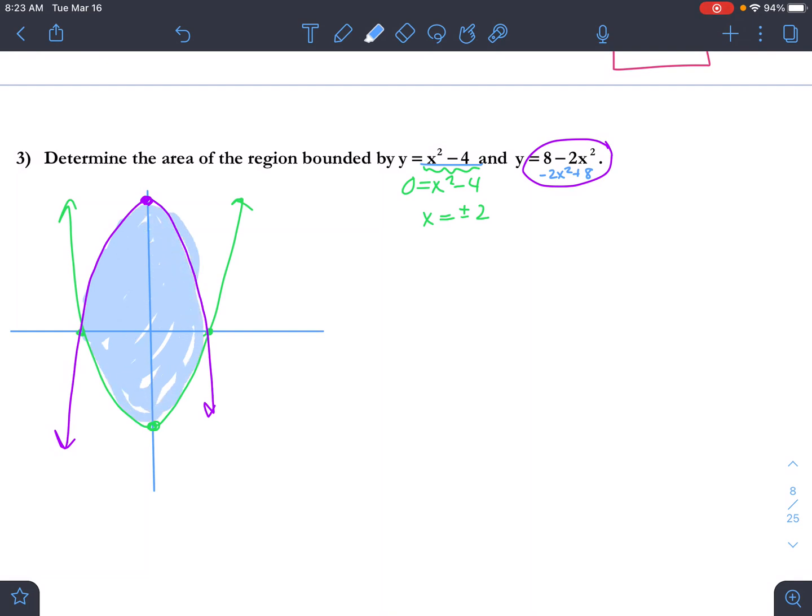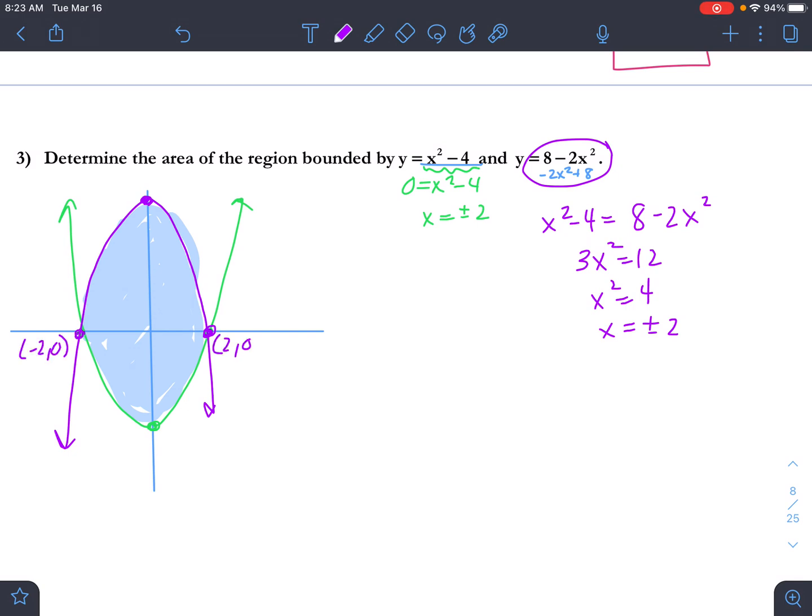And how do you know, sorry about my coloring, where they intersect? Let's say you were like, but why do they intersect at that place? Just set them equal, right? So when is x squared minus 4 equal to 8 minus 2x squared? You would get 3x squared is equal to 12. x squared is equal to 4. So x is equal to plus or minus 2. So they both have intercepts at negative 2, 0 and 2, 0, and that's where they intersect. But again, all you really need to do here is set those functions equal, get where they intersect, and that's going to give us our x values for where we're integrating.